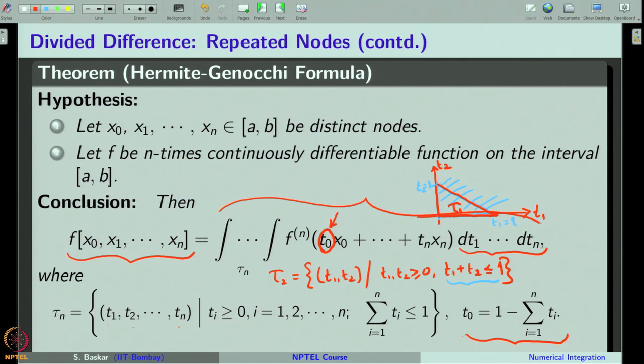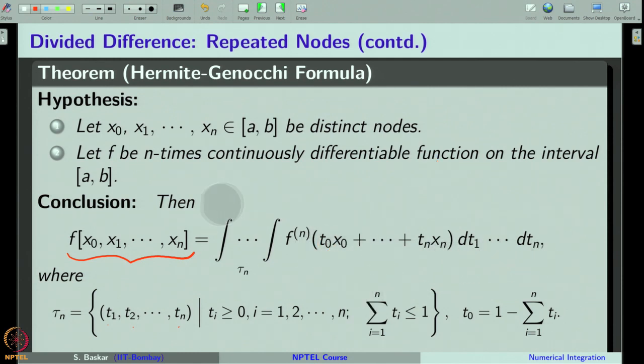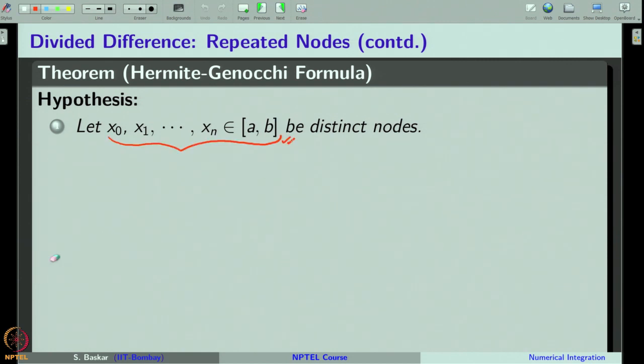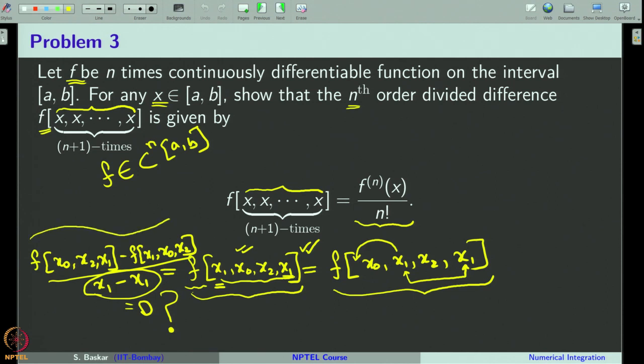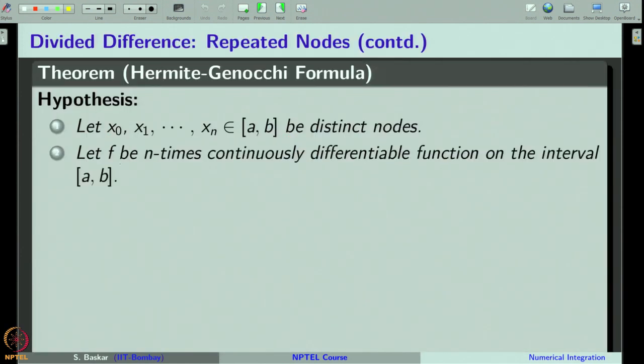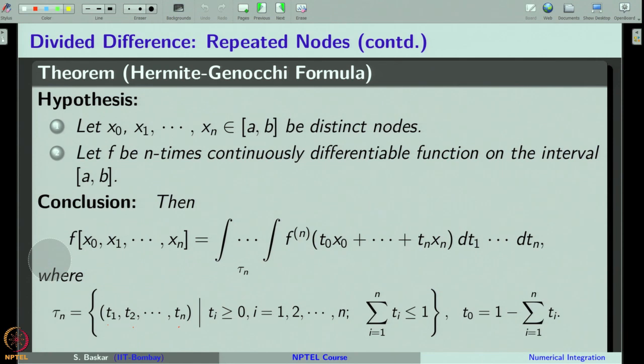Now, look at this formula. You can clearly see that you don't have any problem that you faced with the previous form of the formula, right? If you recall, in the previous form of the formula, the divided difference seems to be having a problem when two or more nodes are repeated, right? But in this form, that is in the Genocchi form, you can see that even if two or more nodes are repeated, you still can have a clear meaning for this integral, right? So, that is the advantage of the Hermite-Genocchi formula.